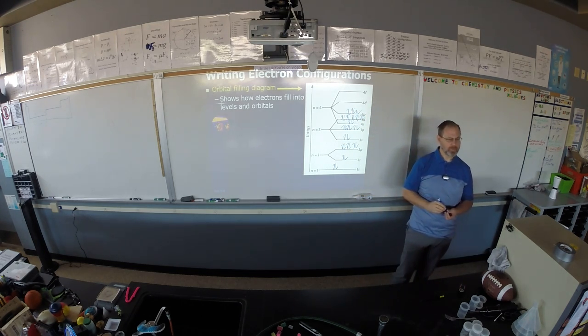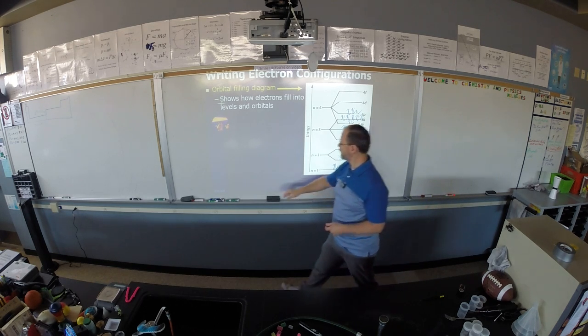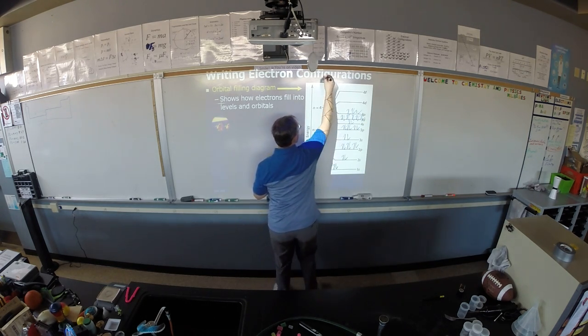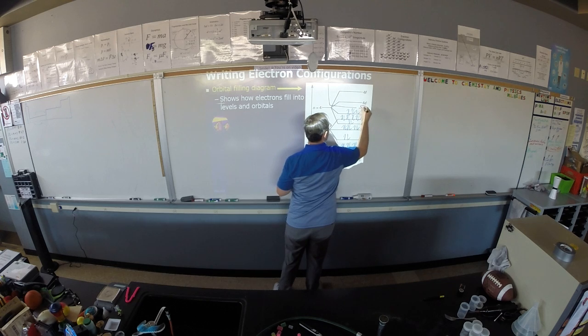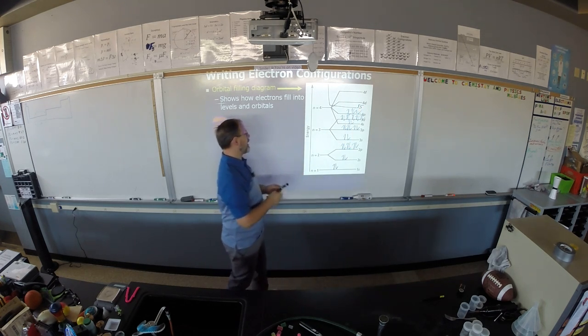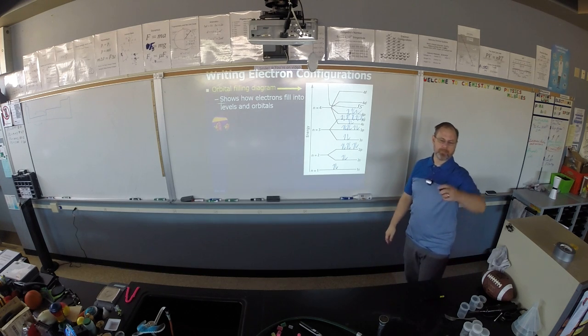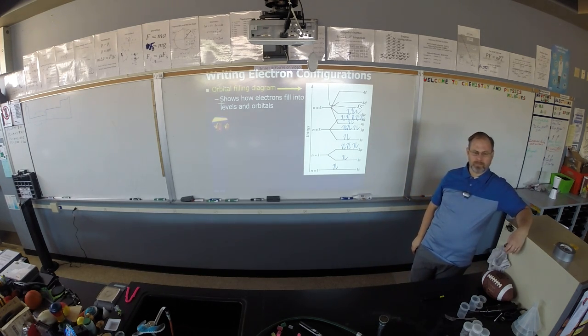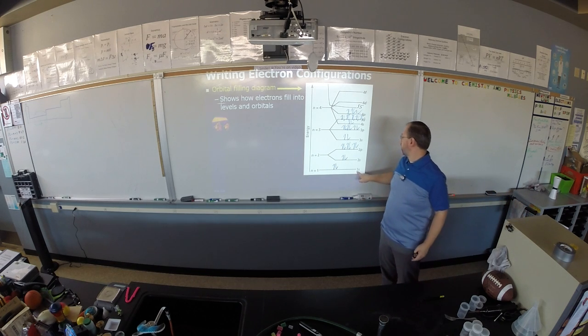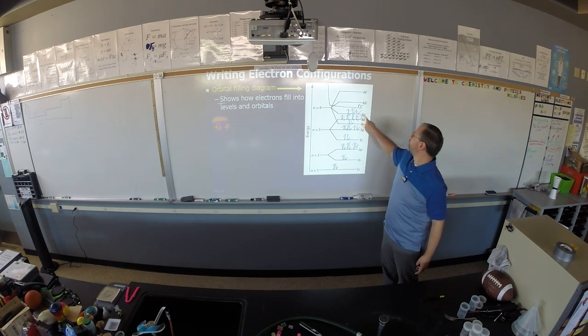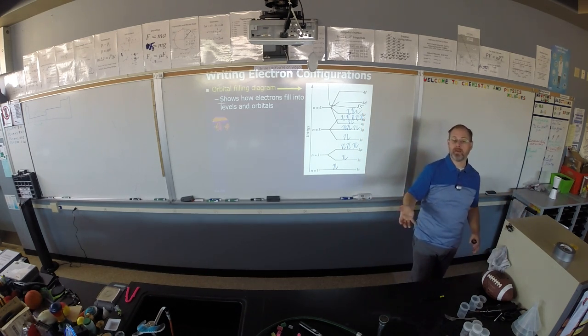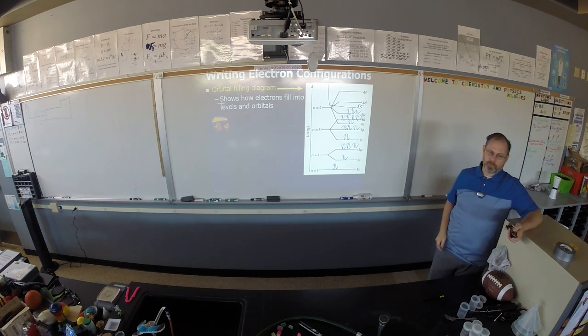By the way, it doesn't show the 5s, but the 5s would actually be right here. The 5s would be after the 4p, before the 4d. Do the numbers before the letters really matter? They tell you the level, the principal quantum level. So yeah, they're very important. These are the principal quantum numbers, the level of the electron.